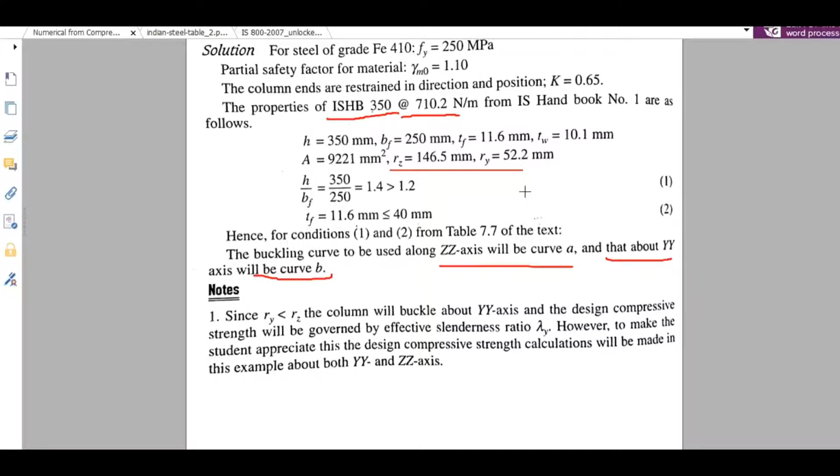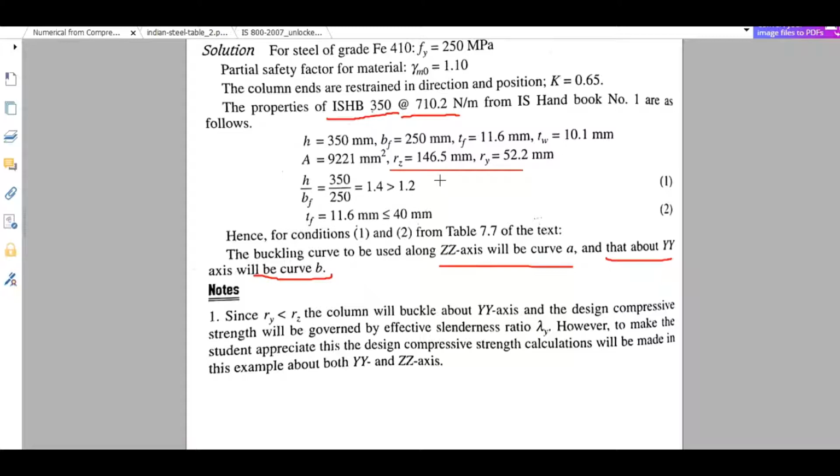So to find the design strength for this section, you can only find the strength about the y axis, because this ry will give you the most critical case, because KL by ry will be more than KL by rz. If it is more, that means it will give you the most critical case, right? So you can only find this strength about the y-axis, but in this numerical they have found the strength for the two axes for better understanding of this numerical, right?